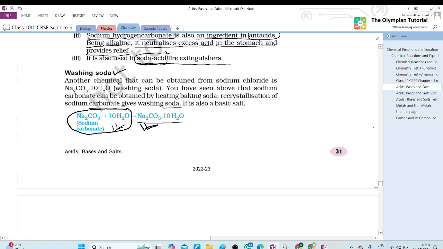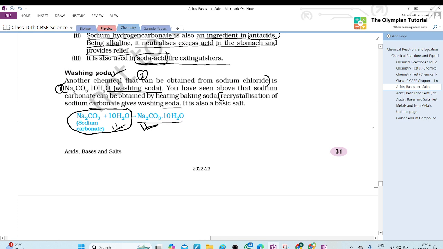You will write the topic washing soda. After that, you will not write another chemical, because as we are writing for washing soda, simply you will write NaCl, washing soda. Students, write it down. First word you will write washing soda. Second word can be obtained from sodium chloride. We will make a line in this way. Okay.